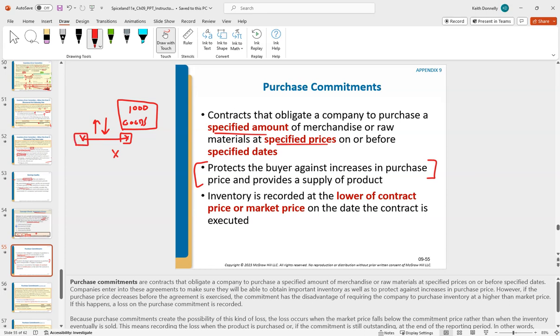How do we account for these kinds of purchase commitments? Well, first off, inventory is going to be recorded at the lower of the contract price or the market price on the date the contract is executed. So whenever we strike on this, we actually buy it, whether it's on that exact day or beforehand, our inventory is going to be the lower of the $1,000 or whatever the market price was on that strike date. Maybe if it was $800, then we pick $800.